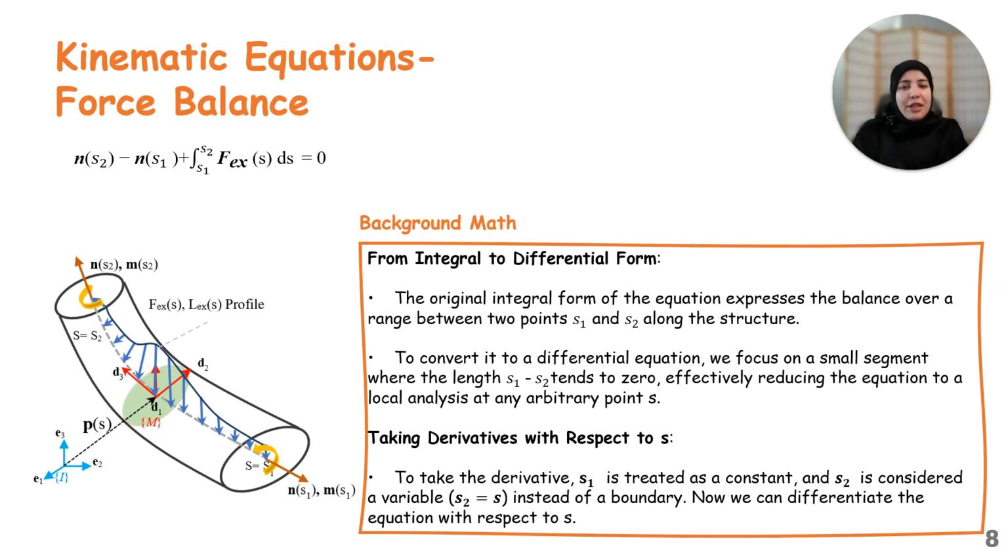To convert this equation to a differential equation, we focus on a small segment where the length S1 to S2 tends to 0. This effectively reduces the equation to a local analysis at any arbitrary point S. Taking derivative with respect to S needs to treat S1 as a constant and S2 as a variable. Here the variable is S. So considering S2 as a variable instead of a boundary allows us to differentiate the equation with respect to S.